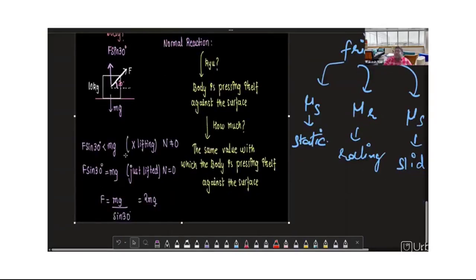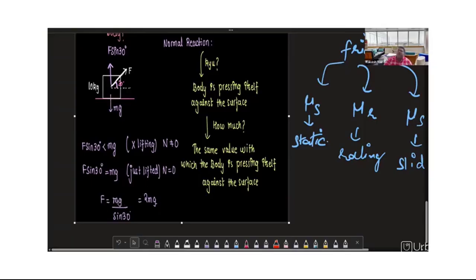So when mg is less than f sine theta, then the block is not lifting. The block is not leaving the surface, and the normal is not equal to 0. But when f sine theta is equal to mg, just at the position of lifting, normal is equal to 0, and f is equal to, we are just substituting and transposing.